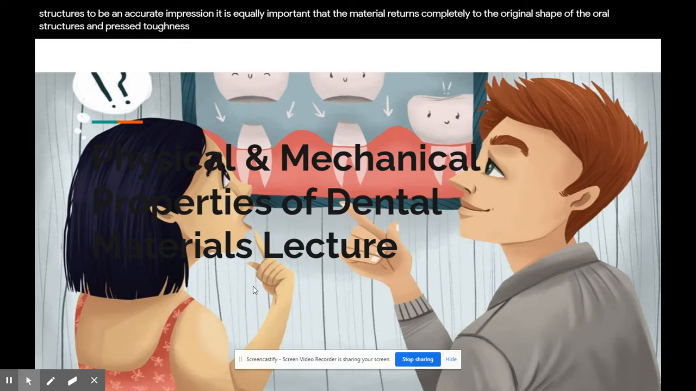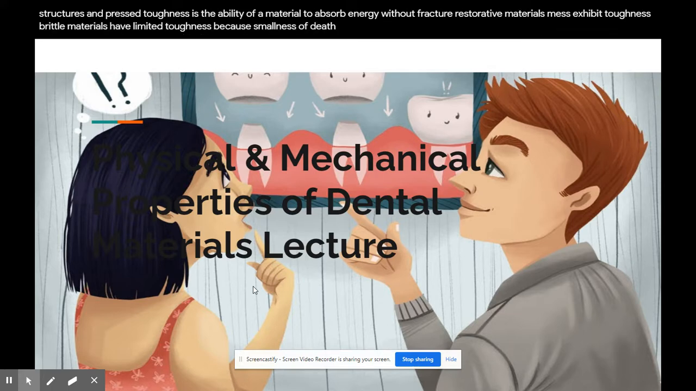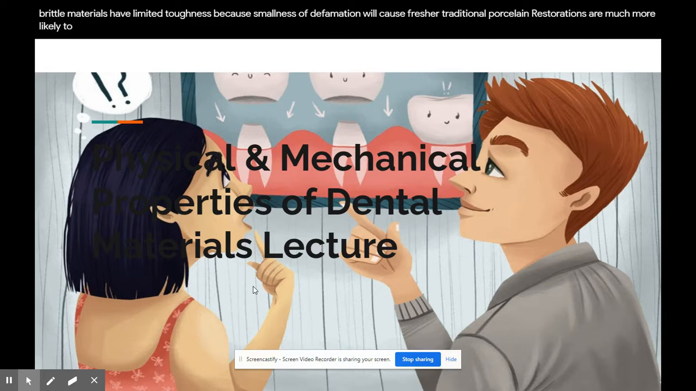Toughness is the ability of the material to absorb energy without fracture. Restorative materials must exhibit toughness. Brittle materials have limited toughness because small amounts of deformation will cause fracture. Traditional porcelain restorations are much more likely to fail on the occlusal surface of posterior teeth than gold restorations. Newer ceramic materials, such as zirconia, are very tough.